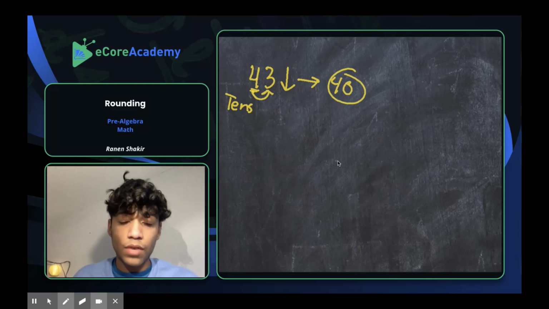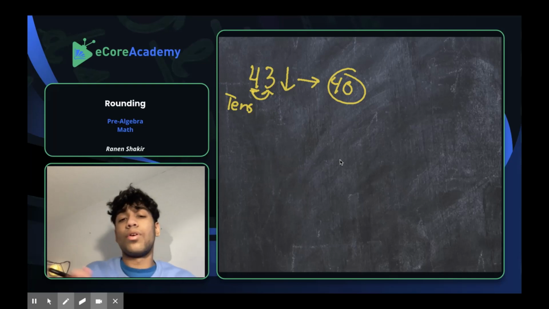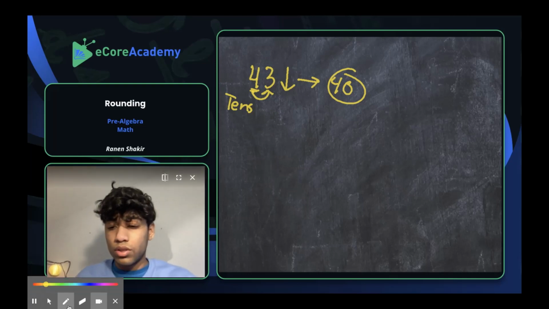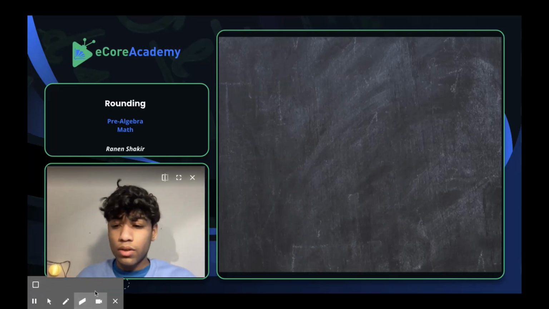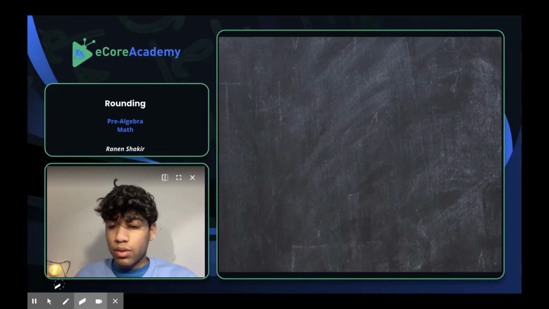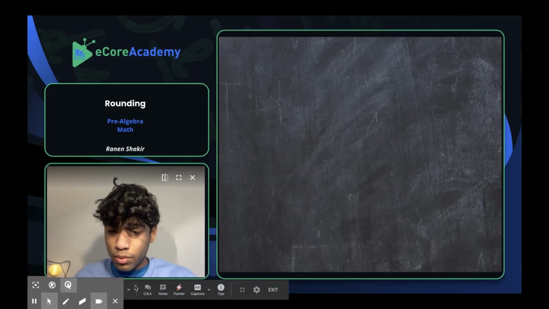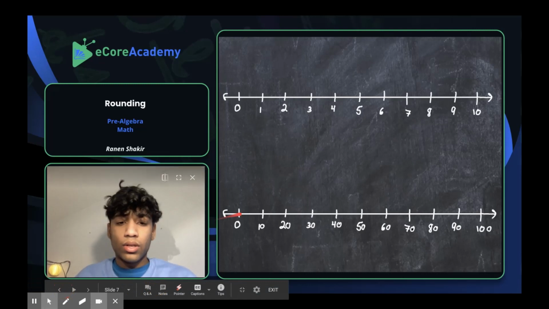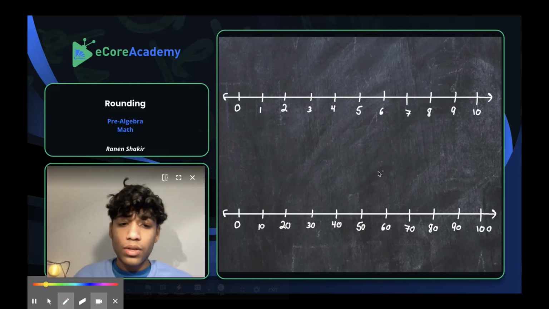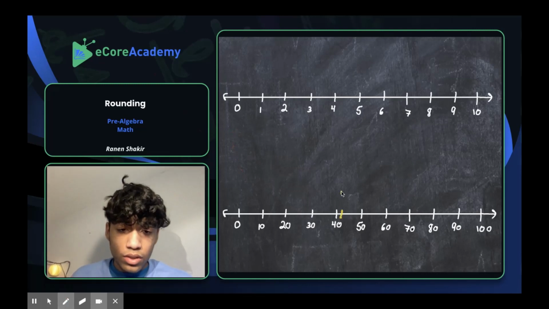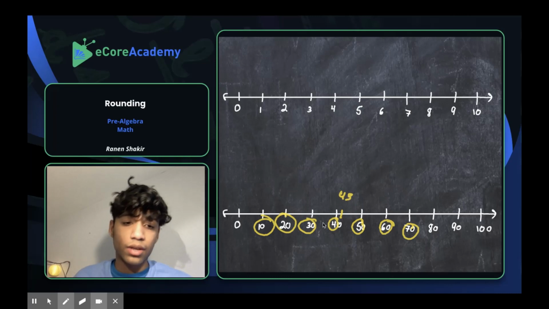Again, this should make sense. If you look at our number line, we know that 43 is going to be much closer to 40 than 50 or 60 or 70 or 30 or 20 or 10, because 43 is closest to 40.